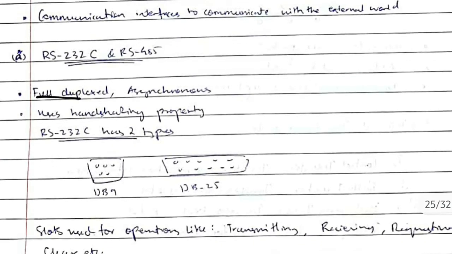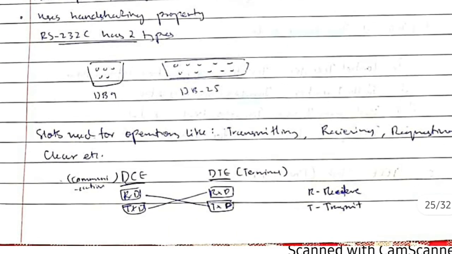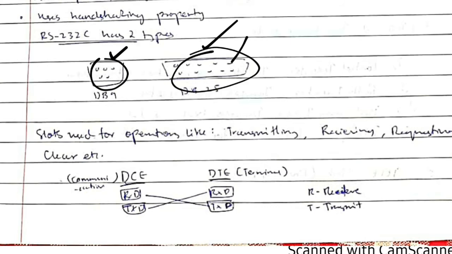It is full duplex and is asynchronous, meaning it uses handshaking property. Okay, you might have seen the cables, right? Some cables will be somewhat like this. It will have some holes here, and this will be used to connect the modem and the laptop, right? So there are two types mainly. First one is DB9 and DB25. It will have 9 holes here, it will have 25 holes here. All these holes represent some protocol, like for transmitting, receiving, or request, or clear, etc. Okay, so these are used for the slots.